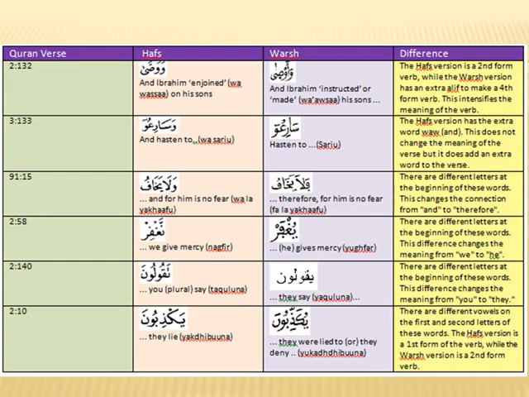Quran verse 91:15 in the Hafs, wala yakhafu, and for him is no fear. In the Warsh, fala yakhafu, therefore for him is no fear. There are different letters at the beginning of these words. This changes the connection from and to therefore.